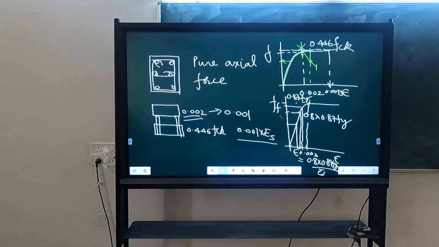Whichever reaches its failure strain first, that will be our cutoff point. That is our limit state. So if concrete is reaching 0.0035, that is our cutoff. If steel is reaching how much?